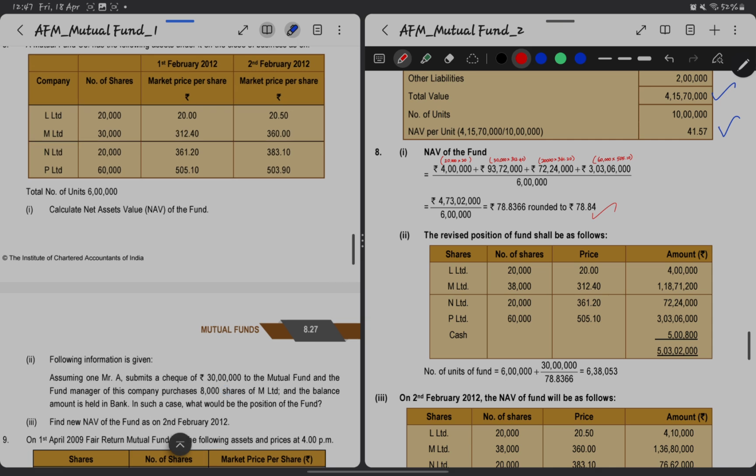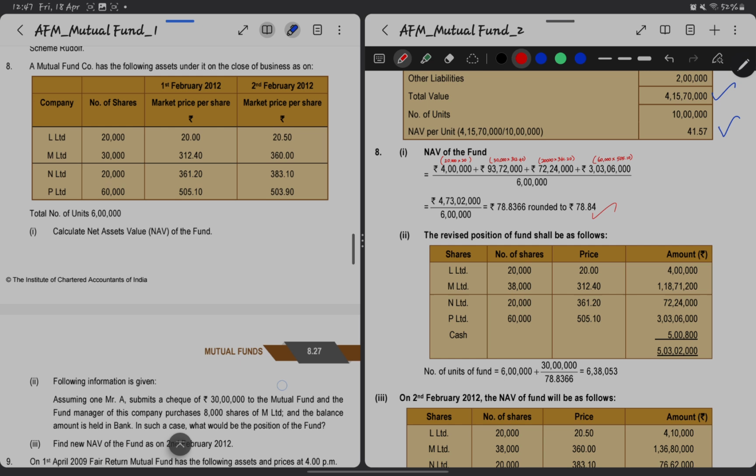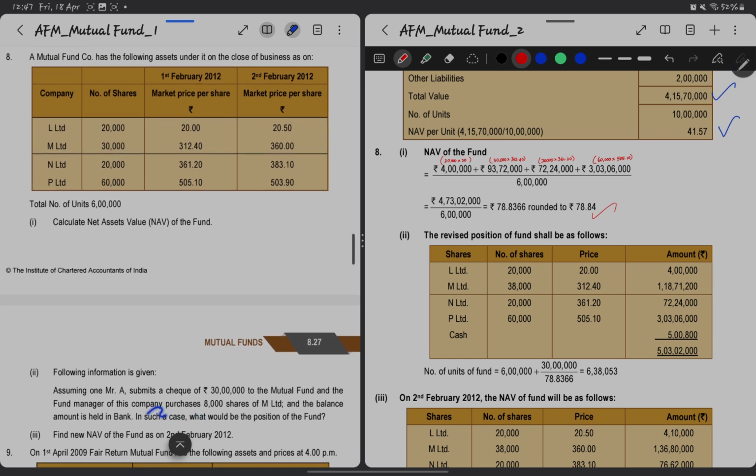The second requirement is, assuming one Mr. A submits a check of 30 lakhs to the mutual fund, and the fund manager of this company purchases 8,000 shares of M Limited and the balance amount is held in bank. In such a case, what would be the position of the fund? So Mr. A is investing 30 lakhs, and the fund manager is telling the fund managers to purchase 8,000 shares of M Limited.